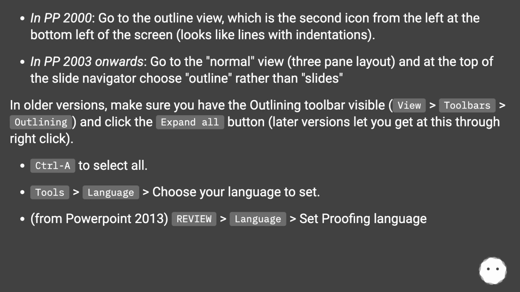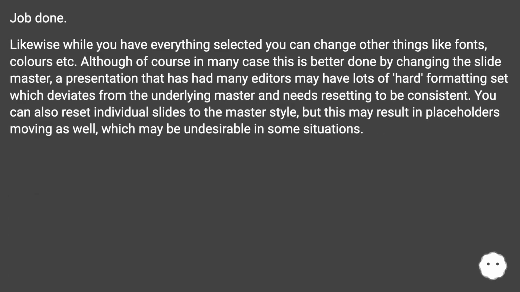Ctrl-A to select all. Tools, Language, choose your language to set. From PowerPoint 2013, Review, Language, Set Proofing Language. Job done. Likewise, while you have everything selected, you can change other things like fonts, colors, etc. Although of course in many cases this is better done by changing the slide master.